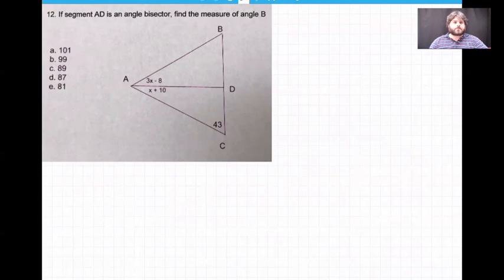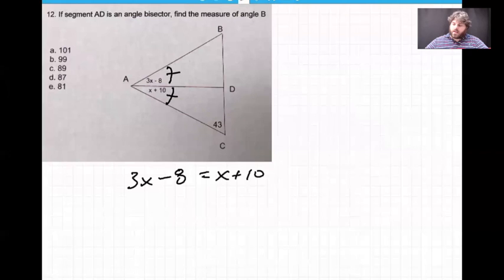All right, if segment AD is an angle bisector, find the measure of angle B. All right, so what they're doing here is they're showing that because this is an angle bisector, since AD is an angle bisector, these two angles are congruent. If they're congruent, that means they're equal to each other. So 3x minus 8 is equal to x plus 10, right?